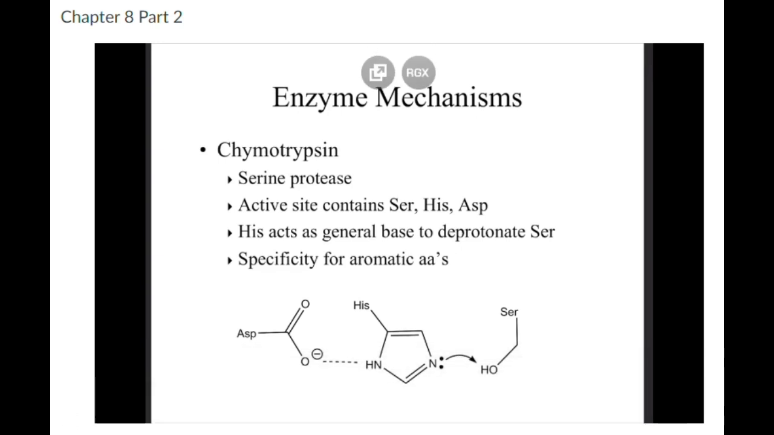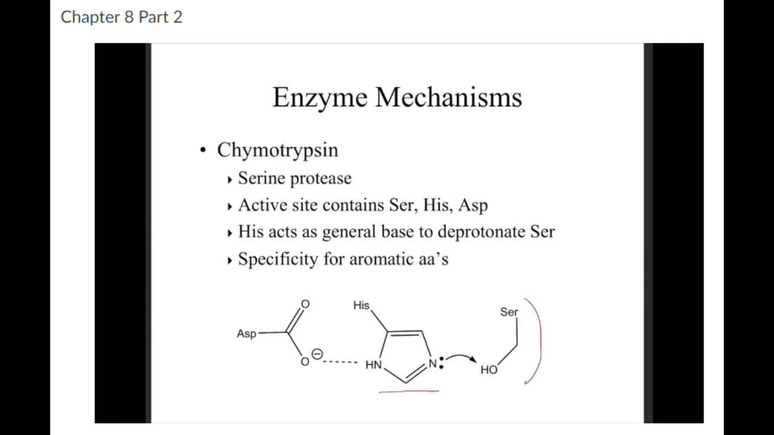We're going to take a look at two mechanisms in a bit of detail, the first of those being chymotrypsin. Chymotrypsin is in the class of enzymes called the serine proteases, and they are so named because they have a serine in the active site that participates in the hydrolysis of peptide bonds, thus the protease part of it.